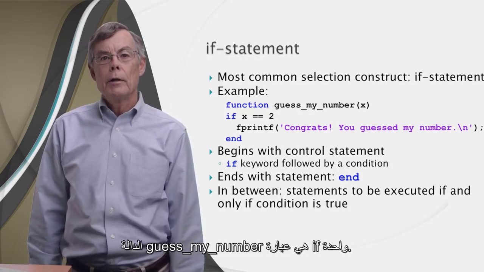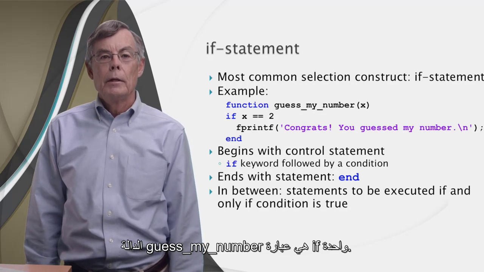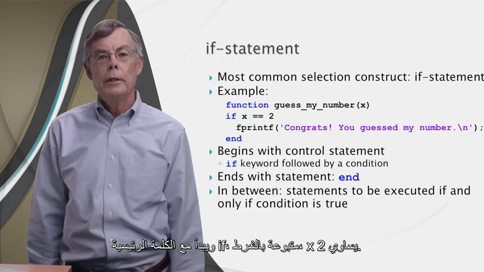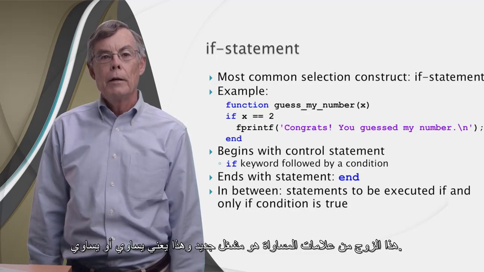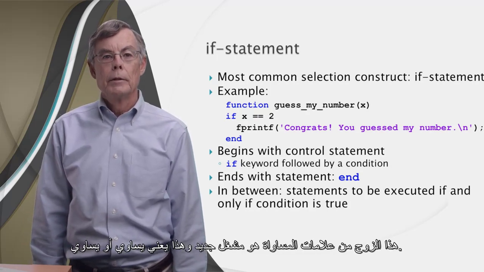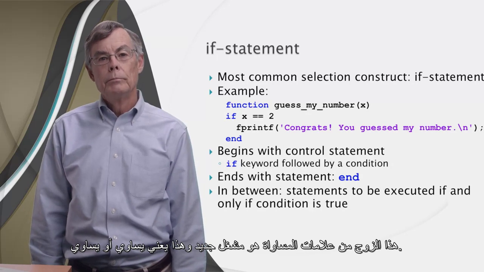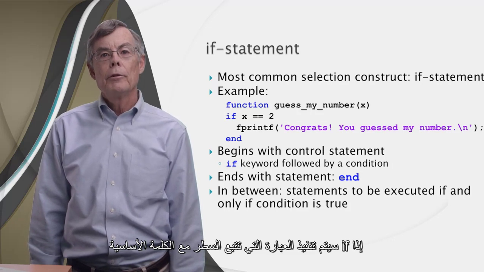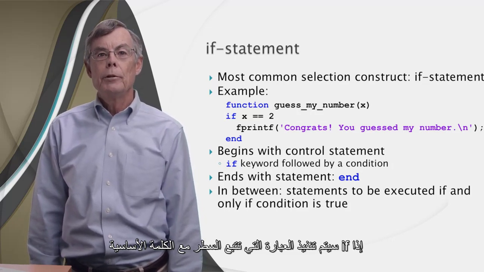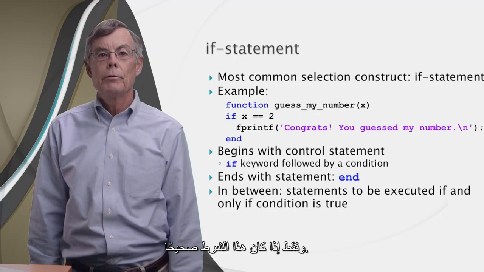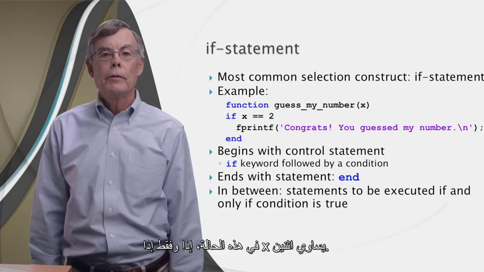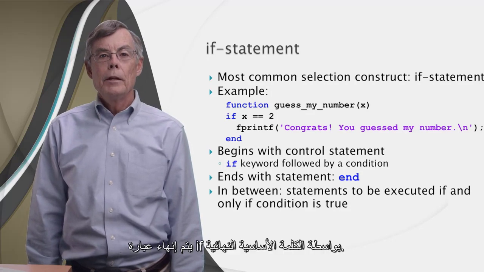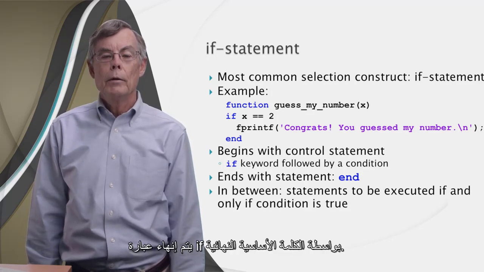The guessMyNumber function is a single if statement. It starts with the if keyword, followed by the condition x == 2. This pair of equal signs is a new operator. It means equal to, or is equal to. The statement that follows the line with the if keyword will be executed if and only if this condition is true. In this case, if and only if x equals 2. The if statement is terminated by the end keyword.